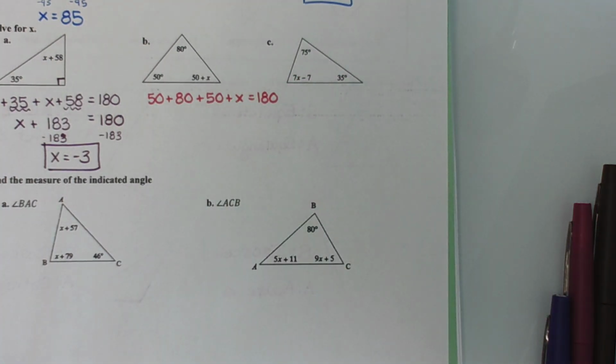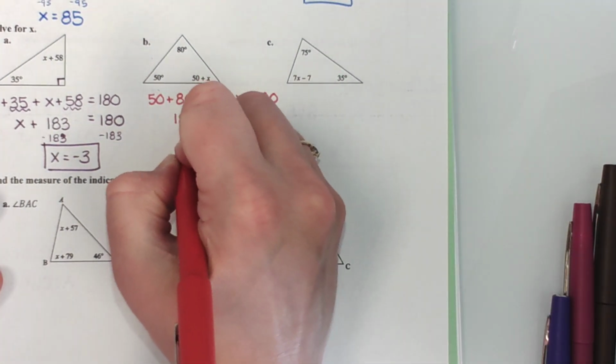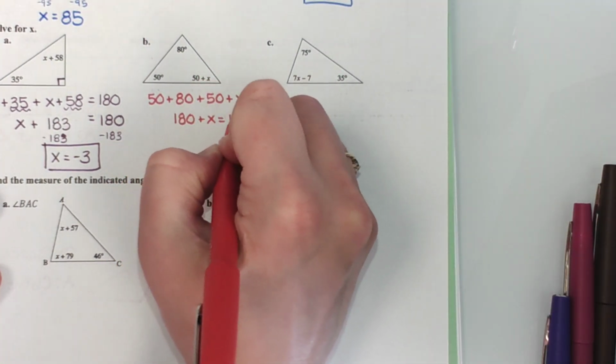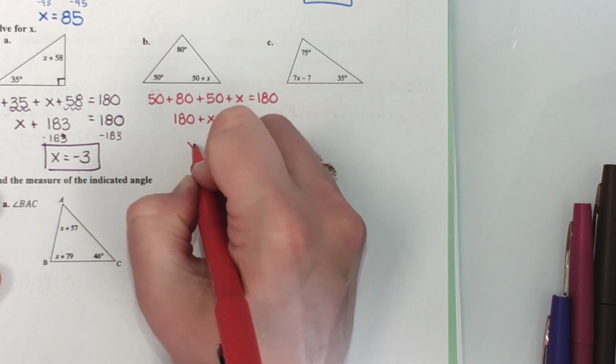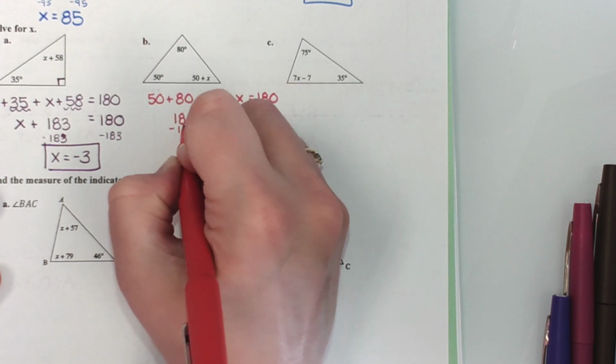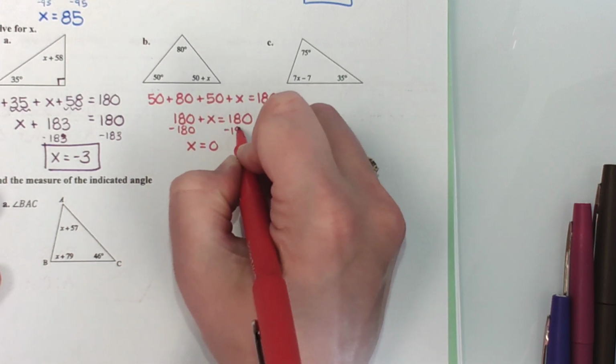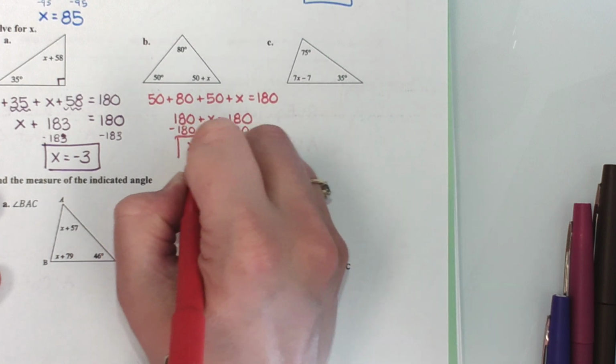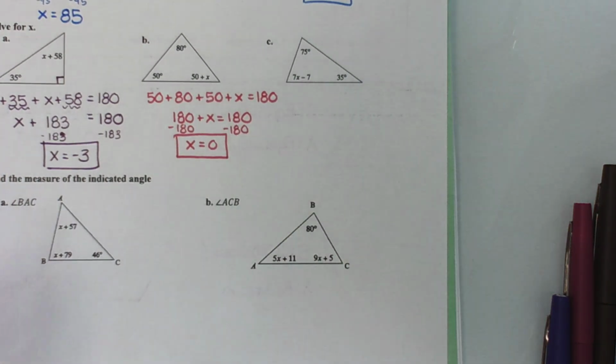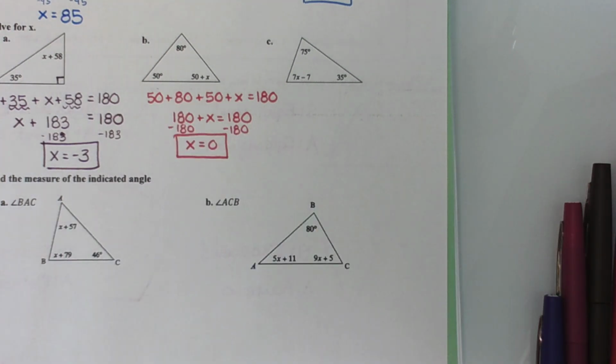X equals 0. When I combine my like terms, I get 180 plus x equals 180, which is why Skylar got 0, because when I subtract 180 from both sides, I do get 0. And that is what we're solving for. One final problem like this, and then we're going to change it up a little bit again.